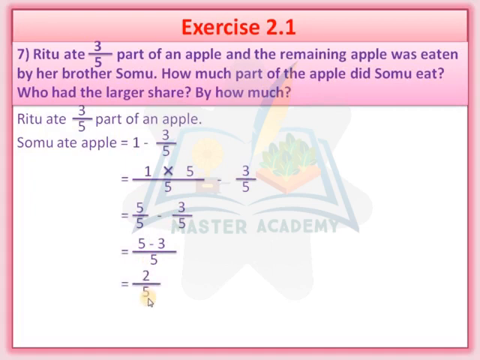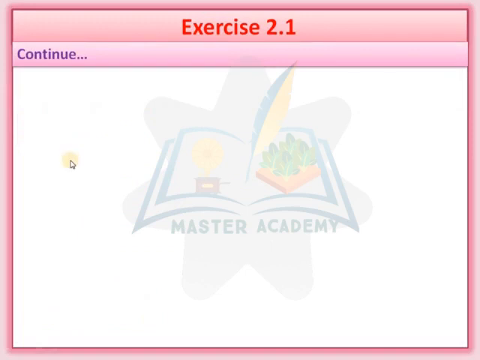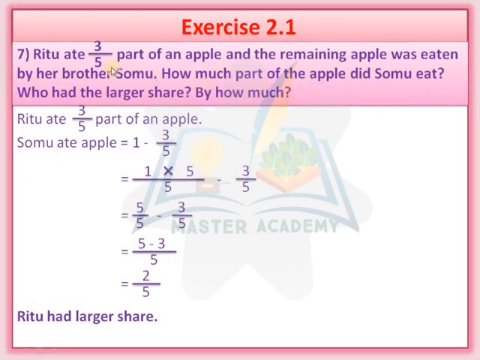Okay, so Somu ate 2 pieces. Now tell me, who ate more pieces? Obviously Ritu, because Ritu ate 3 pieces among 5 pieces, right? So Ritu had the larger share. Now, Somu ate 2 pieces, it means 2/5. Who had the larger share? Ritu. By how much? 3/5 minus 2/5.